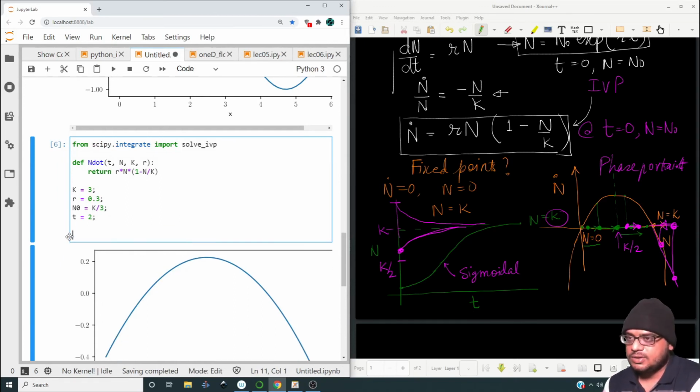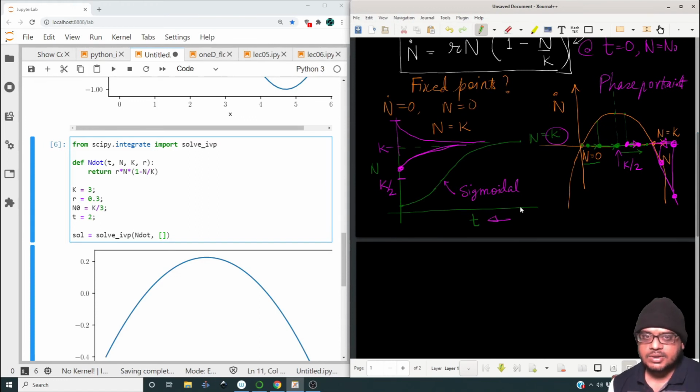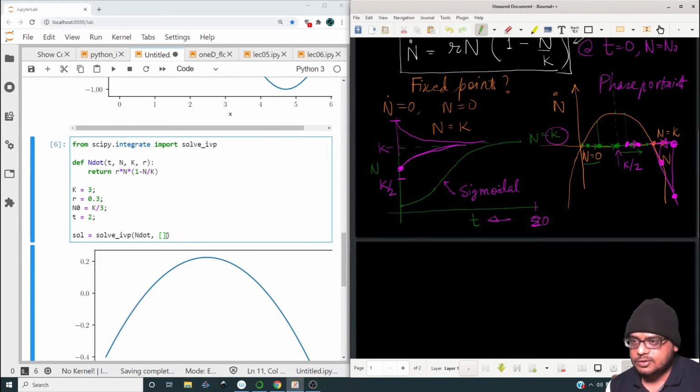So let me write the solution as sol is equal to solve underscore ivp. We have to pass the function handle n dot. We have to pass the time span. So let us say we want the time dynamics. So let me plot it till t equal to 20, for example. So time span is the initial time 0 and the final time 20. We'll pass the initial condition n naught, and we'll pass the additional arguments to the function handle.